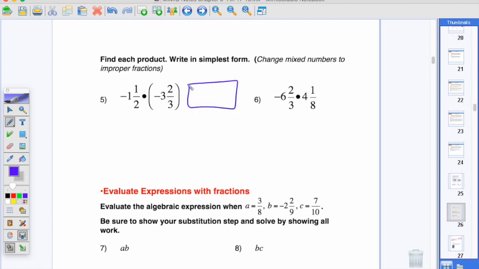So I'm going to look at my signs first. I have two negatives, so that means my answer is going to be positive. Now I'm going to make them improper. So 2 times 1 plus 1 gives me 3 over 2, and I can keep my negative in there. And then I have 3 times 3, which is 9, plus 2 is 11. So that gives me 11/3. Now I can cross cancel my 3's.